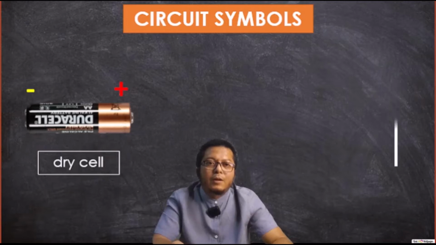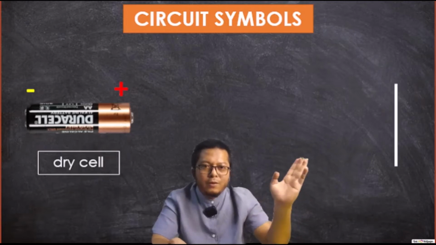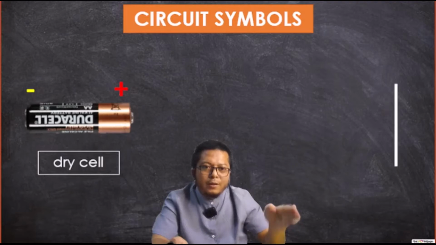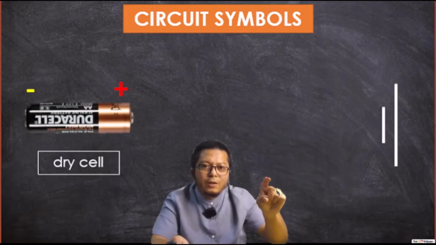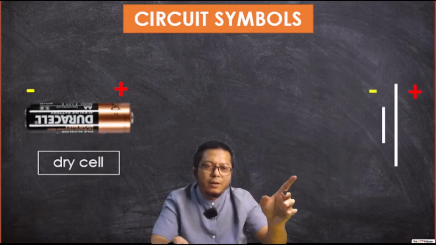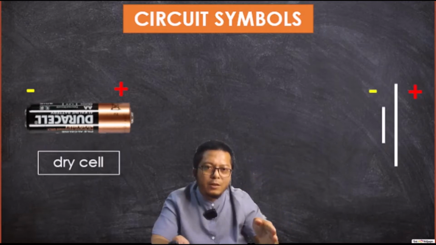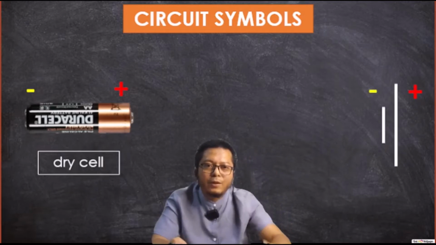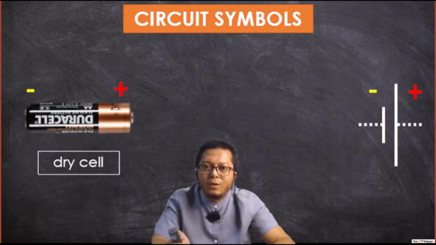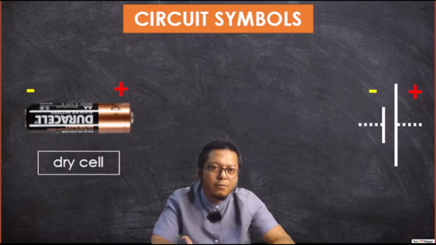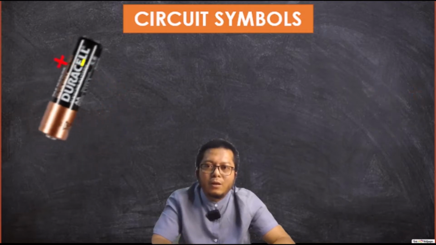This is the positive on the right, one long line, and then the shorter line for negative. The longer line for positive and the shorter line for negative. And this is how we draw a single dry cell. Depending on the positive and the negative sign, one is longer, which is positive, and one is shorter, that is negative. Let's move on.